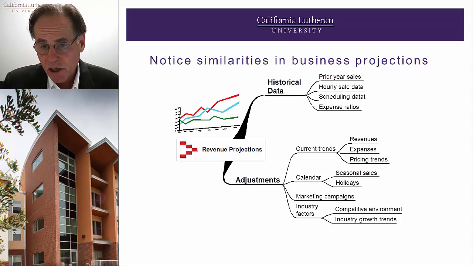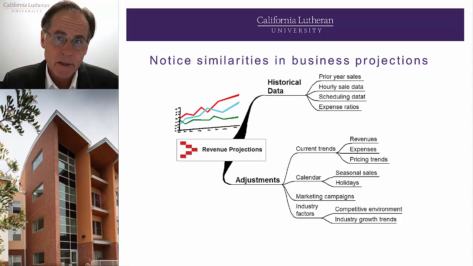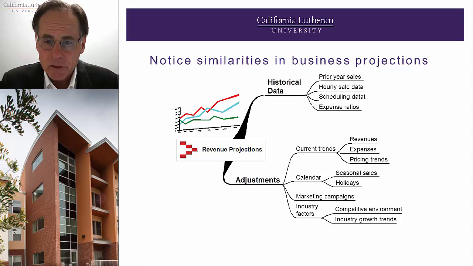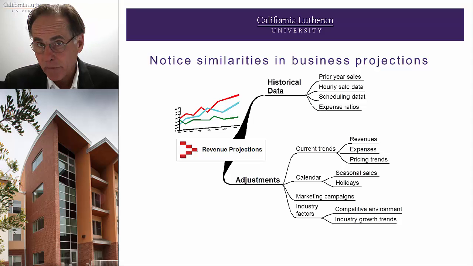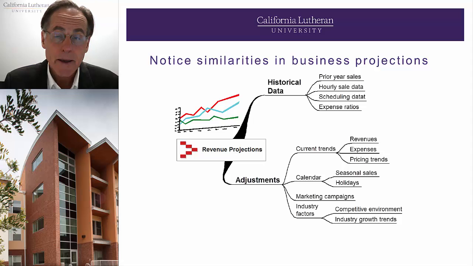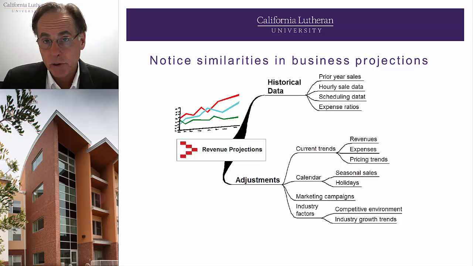Up to this point in the discussion, we've focused on projecting cash flows for the individual client. However, it's useful to see the interconnection between this and corporate finance. The image on this slide summarizes how a business could use historical data along with adjustments to project its future cash flow. Important historical data for a retail business include the prior year sales, the hourly sales data during the week, employee scheduling data, and expense ratios. That historical data could then be adjusted using current trends in revenues, expenses, and pricing. Calendar variations, for example, when holidays fall, change in marketing campaigns, and industry trend data.